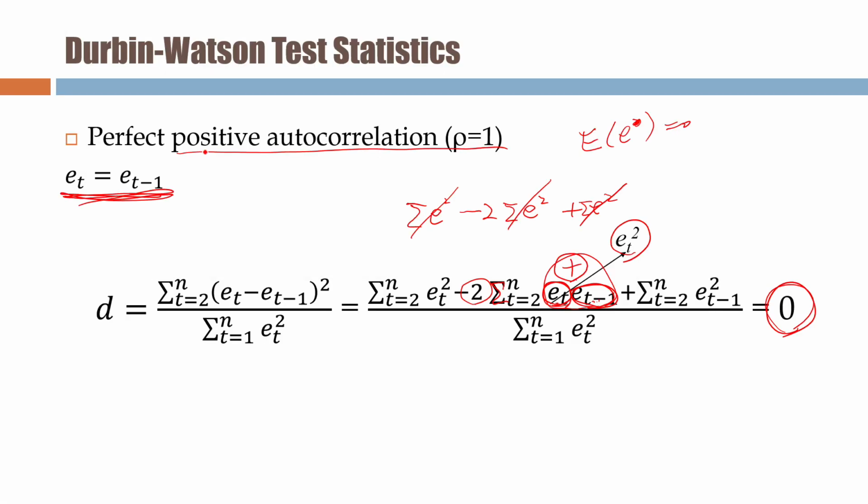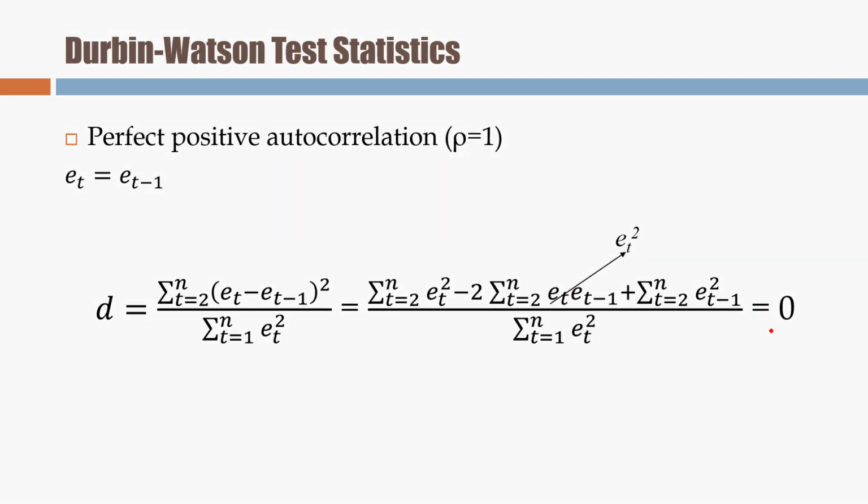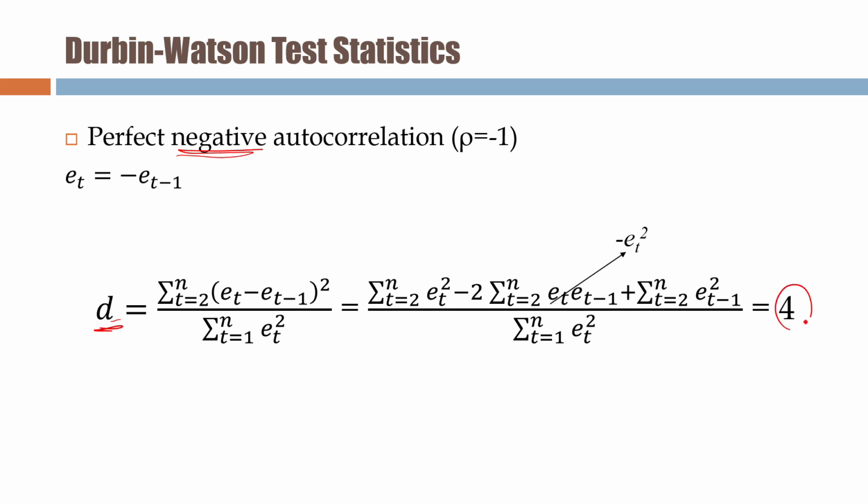When you have a positive autocorrelation, the test statistic d is 0. And when you have a negative autocorrelation, your d will be 4. In this case, the residuals always have opposite signs, so whenever you multiply the current one and the previous one, you will always get a minus. And there is a minus term also.